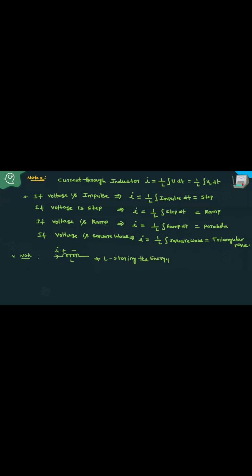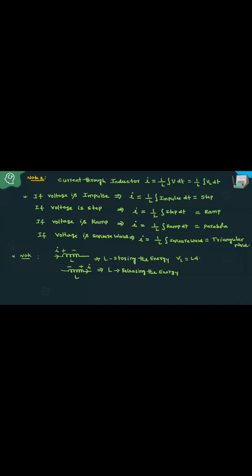If current is flowing like this, this is the inductor, this is the inductance. If the current direction is like this, this is plus, this is minus, this is plus, then current is leaving at positive, then we can say that L is releasing the energy. And one more point to remember, L storing the energy.